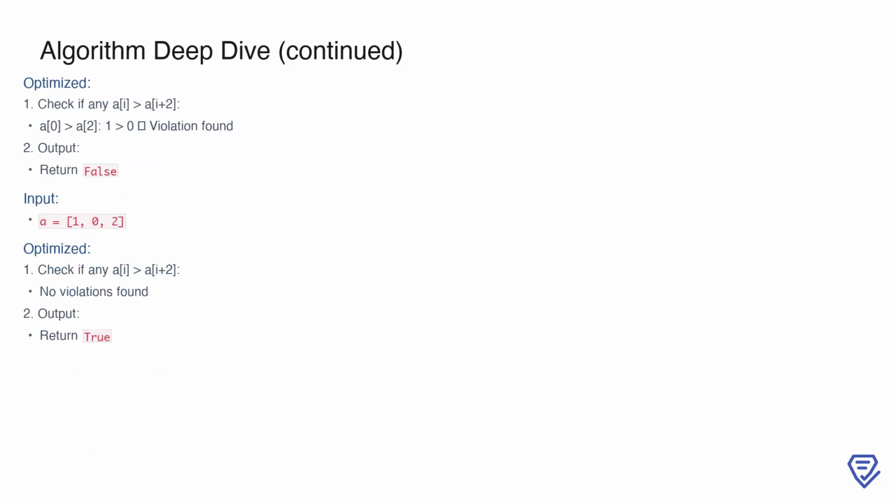Using the optimized approach for the same input, we check if any A[i] is greater than A[i+2]. Here, A[0] is 1 and A[2] is 0. Since 1 is greater than 0, this violates the condition, so we return false immediately. Now consider another input array 1, 0, 2. Again, we check if any A[i] exceeds A[i+2]. In this case, no such violations exist, as the array satisfies the condition for all valid indices. Therefore, we return true. This example highlights how the optimized method efficiently determines the result by directly checking for violations, rather than explicitly counting inversions.